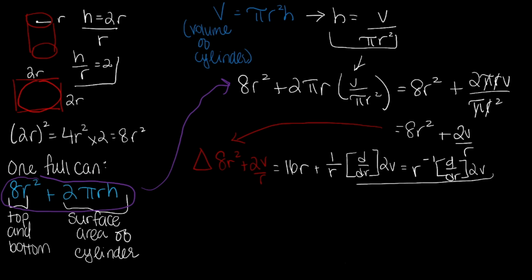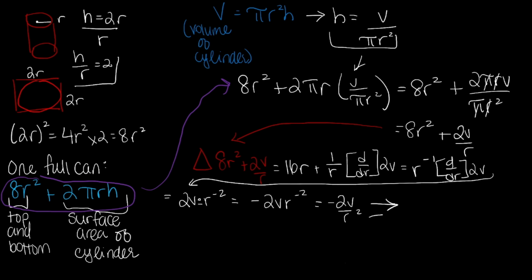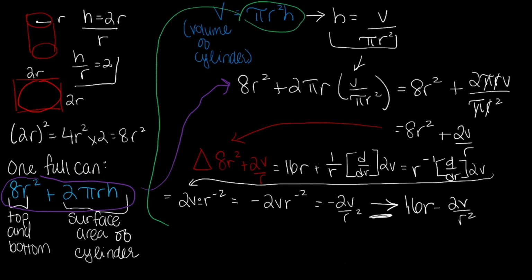Finally, we can plug in our v value, which, if you recall, was pi r squared times h, into the equation, turning it from 16r minus 2v over r squared into 16r minus 2 times pi r squared h over r squared. After canceling out the r squared from both the numerator and the denominator, we are left with the equation 16r minus 2 pi h equals 0.